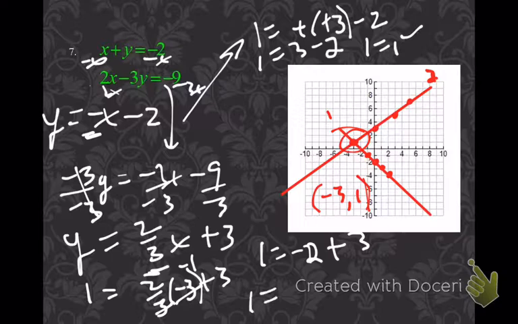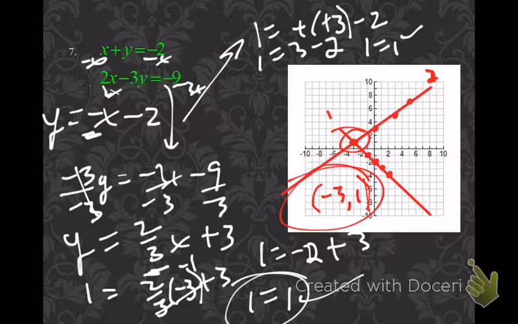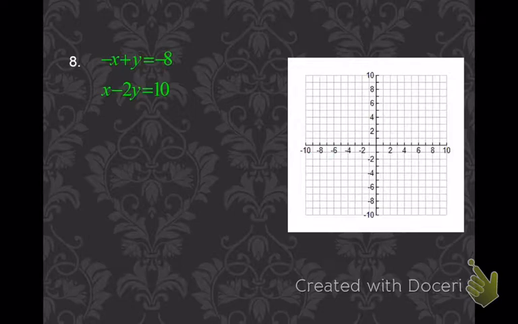Plus 3, and this ends up being 1 equals 1, so this is our solution. -3, comma 1 is our solution. Okay? Great. Got another one here.